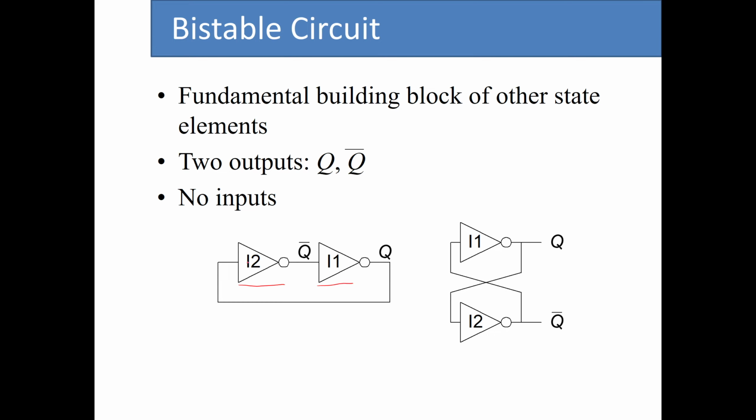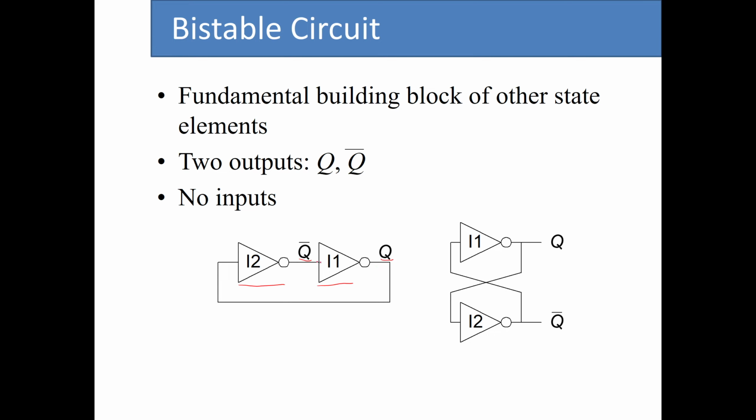So we have I2 here. Its output is serving as the input to the other inverter, I1, and then the output of I1 is serving as the input to the first inverter. So as you can see, it forms a loop. For the bistable circuit, we consider it to have two outputs. We call this one Q bar and this one Q.